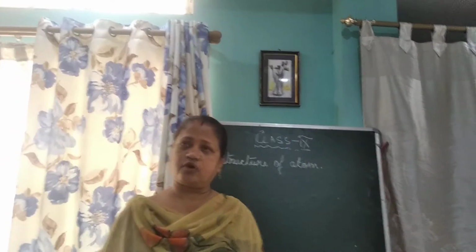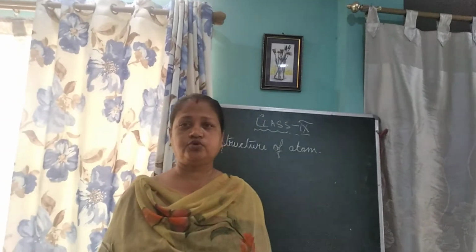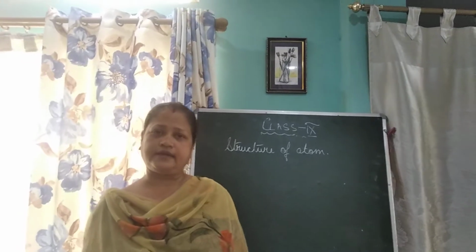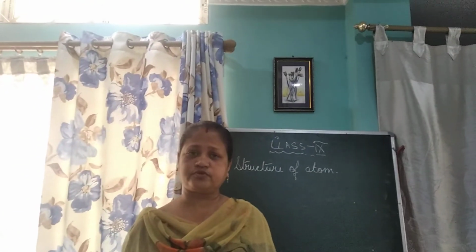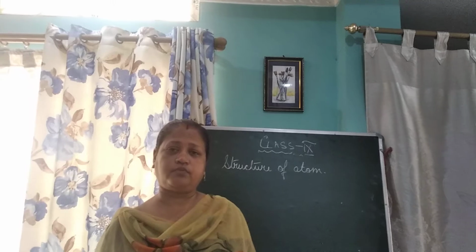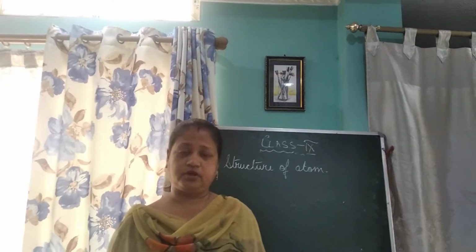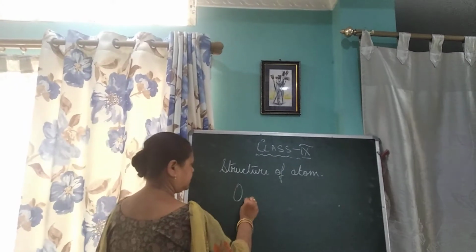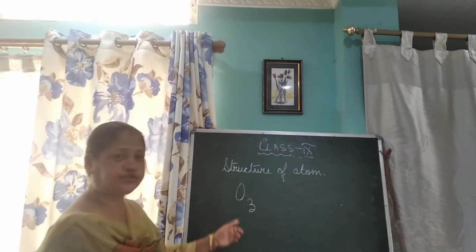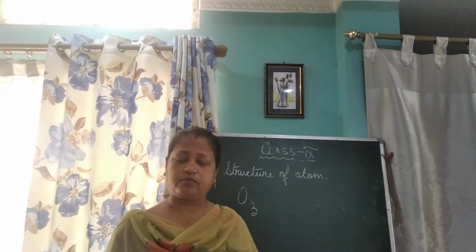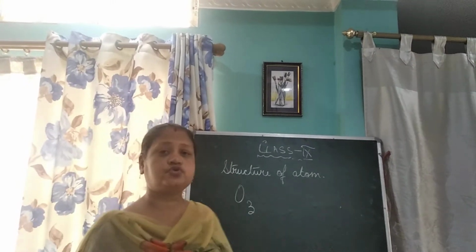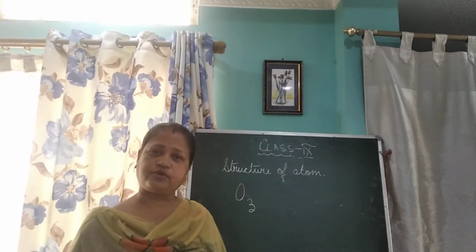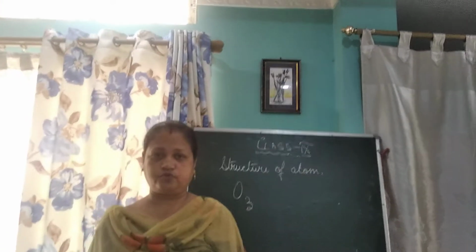Now, in the case of oxygen, you see O2, which is also a diatomic molecule. That means two atoms of oxygen will form a molecule of oxygen. Now O3 is a different form of oxygen, that is ozone. That means three atoms of oxygen will combine together to form a molecule of ozone.